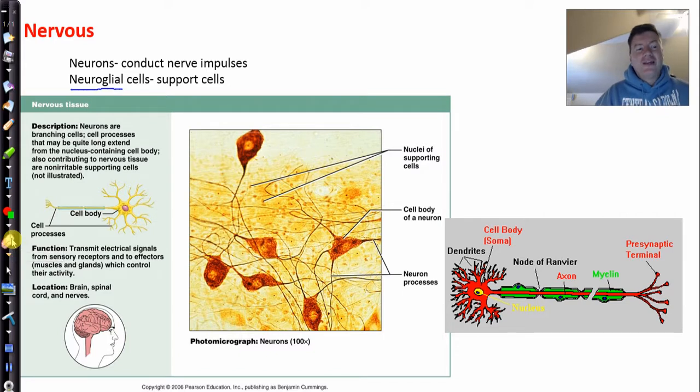98% of your nervous tissue actually is going to be in your brain and spinal cord. So most of your nervous tissue will be there. There will be some other locations that we'll talk about more when we get into the nervous system in class.